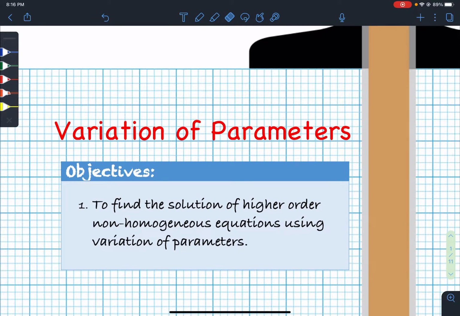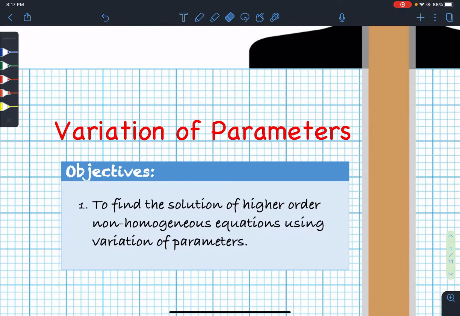Okay, hello. So we're now on the variation of parameters. We're still on the methods of solution for higher order differential equations, particularly non-homogeneous higher order differential equations. There are again two methods in solving non-homogeneous higher order differential equations. One of which is the undetermined coefficient, and the other one is the variation of parameters.